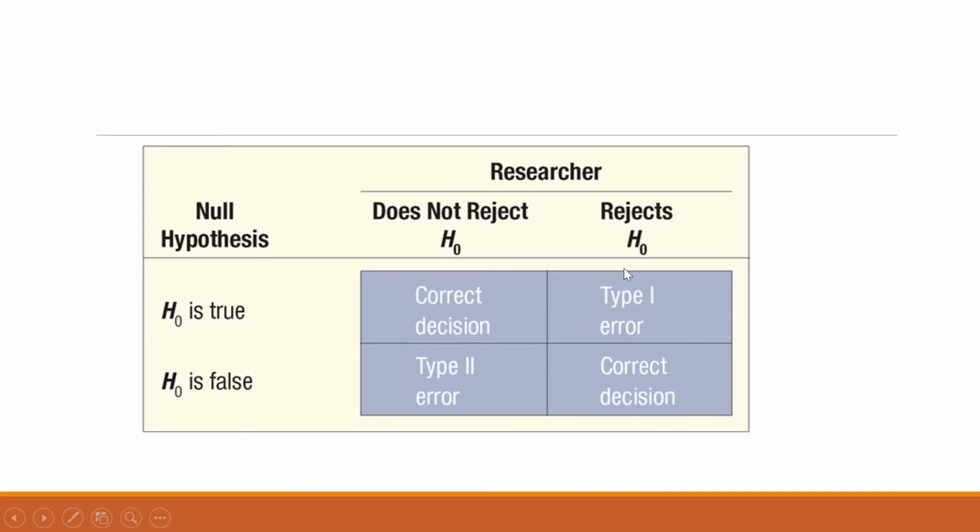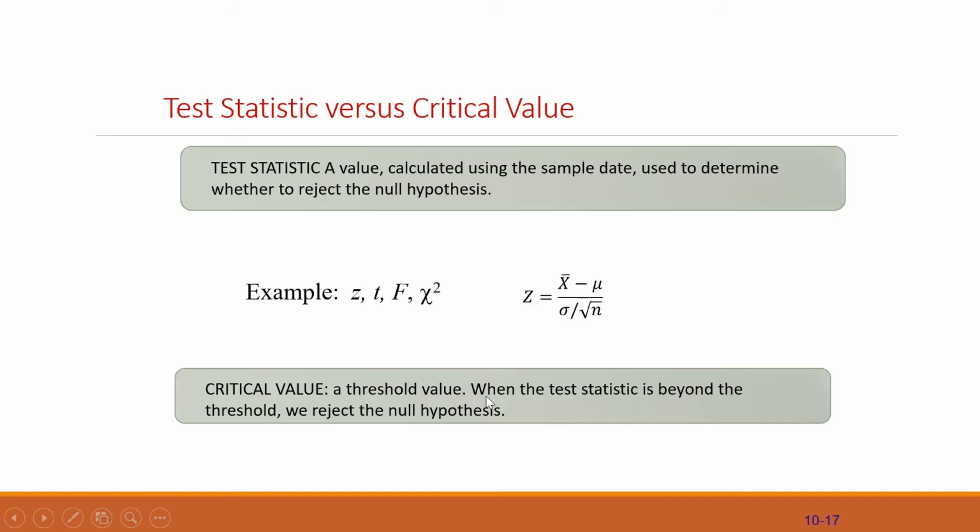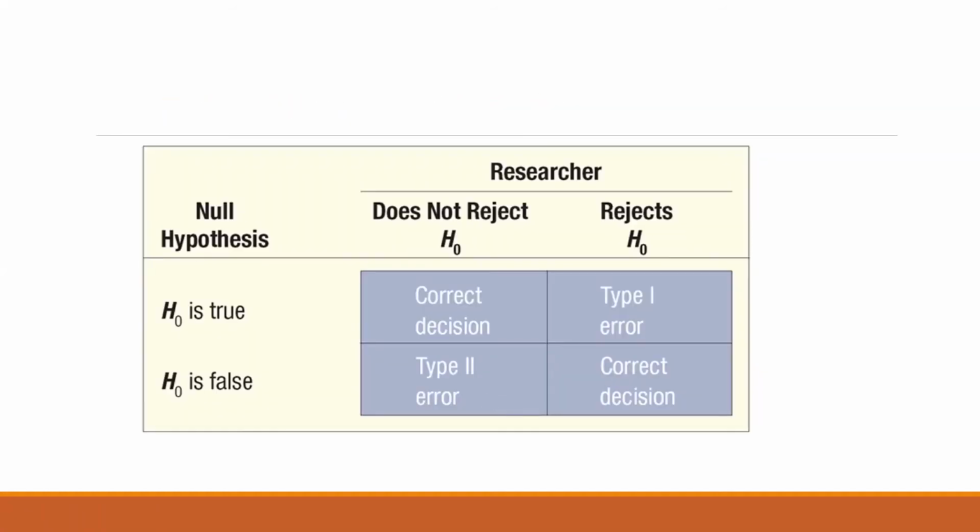So during the whole process of making judgment based on the sample data, we could potentially make two types of mistakes, type 1 error and type 2 error. With type 1 error, we are rejecting a true null hypothesis. With type 2 error, we fail to reject a false statement. Now there's a trade-off between the two.